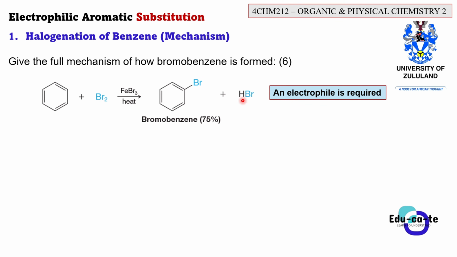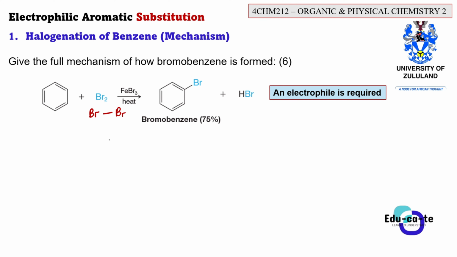Then we're also going to form HBr. Now, what is the reaction mechanism here? Basically, if you want to draw Br2 using Lewis structures, it looks something like this. Let me just draw it. Br, okay? When I'm saying Br2, it's just Br.